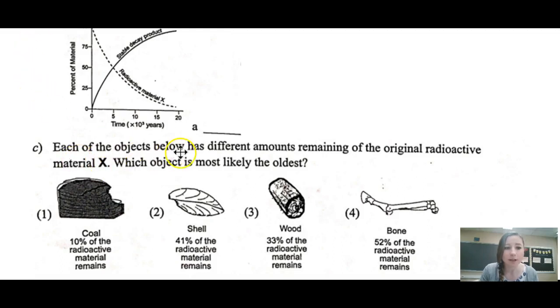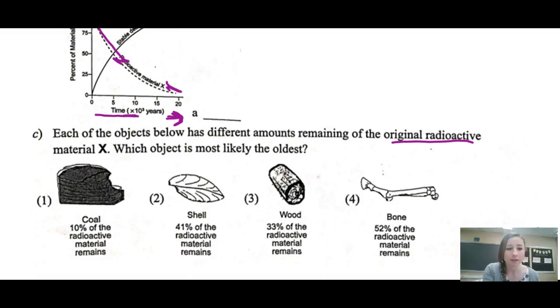And the last one, each of these objects below has a different amount remaining of the original radioactive material X. Which object is most likely the oldest? So if we take a look at the radioactive material, we see that that is decreasing over time. So the one that's going to be the oldest is going to have the smallest amount of radioactive material left. So I just have to read. Coal has 10%, shell has 41, wood is 33, bone is 52. Based off the chart and what I know about radioactive decay, the coal must be the oldest because it has the smallest amount of the original parent radioactive material that remains. All right, guys, we will work with this in class. See you then.